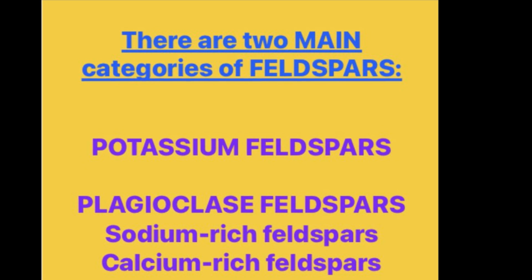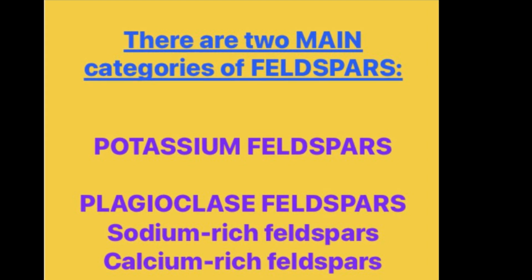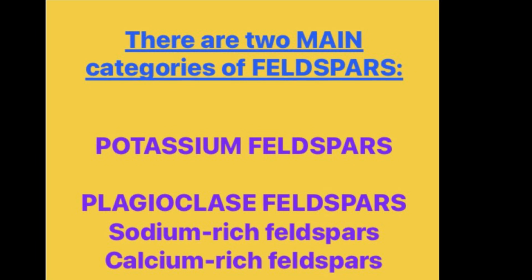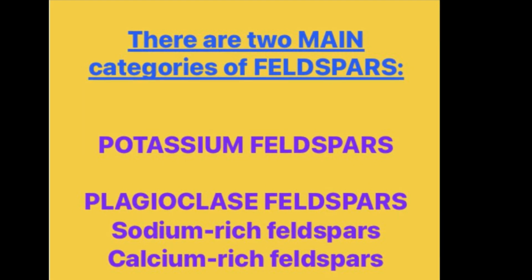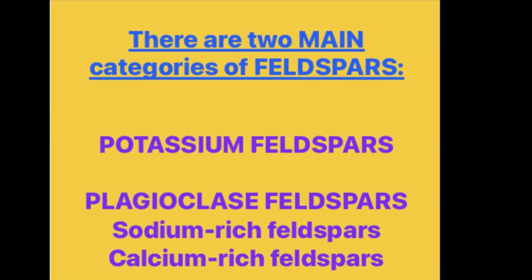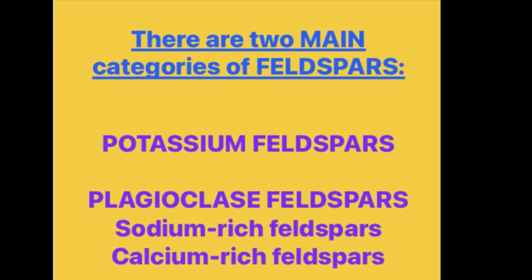Now let's get into feldspars a little bit deeper. Geologists recognize two main groups or categories of feldspars: potassium feldspars and plagioclase feldspars. Potassium feldspars contain only potassium. Plagioclase feldspars contain only sodium or only calcium or some combination of sodium and calcium. Perhaps kind of sort of confusing.